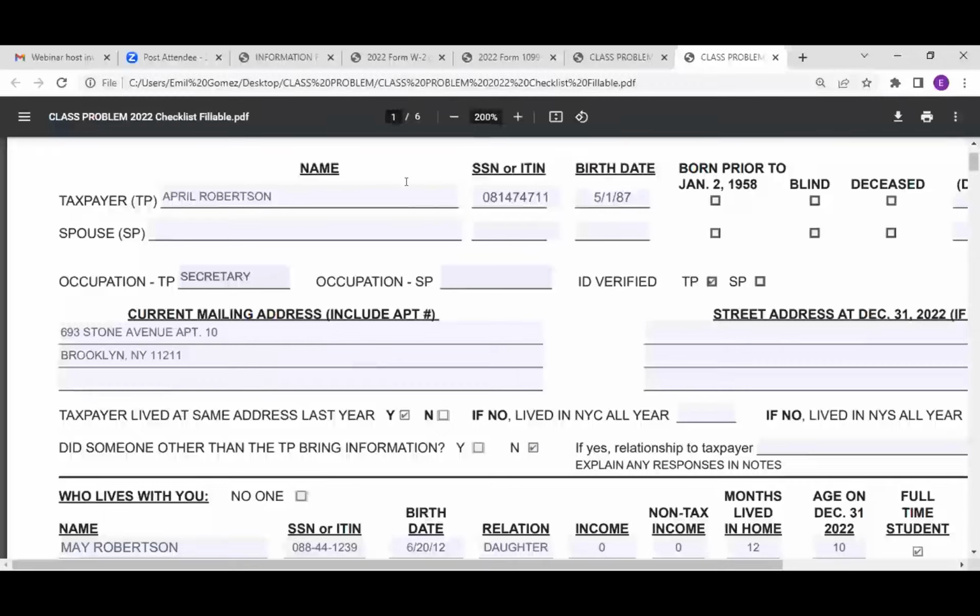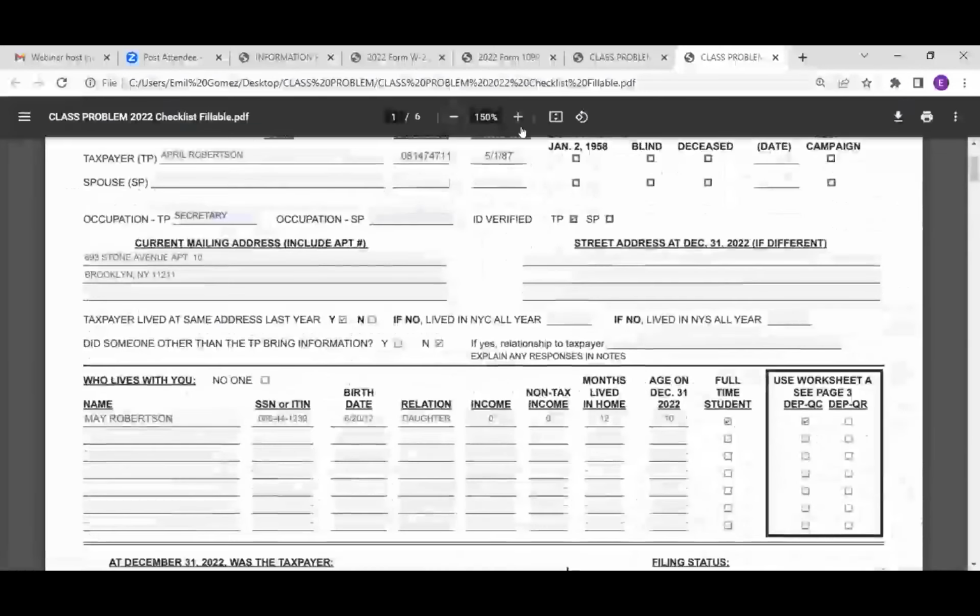and especially guys, we want to do this for people whose returns we're preparing for the first time, right? We want to make sure that this person has not used someone else's identity to prepare a return for his or her benefit. Very important in this day and age of identity theft. Person's occupation is secretary. That's where the person lives in Brooklyn on Stone Avenue. Person, the same address. You can see there.